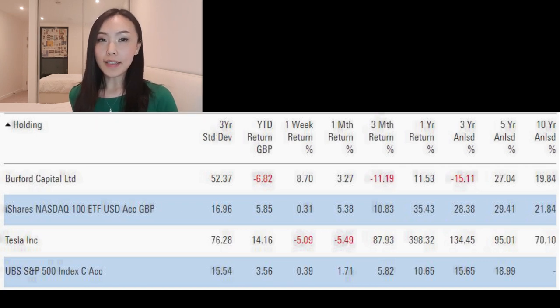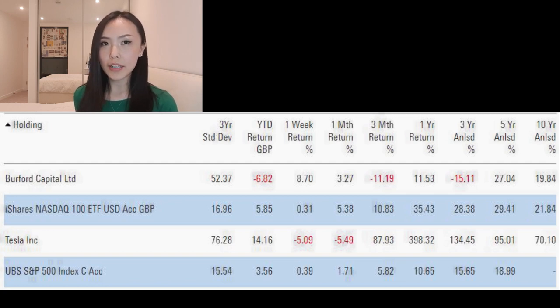As you can see in the table, for Tesla stock, the 3-year standard deviation is 76.28, which indicates that Tesla share price goes up and down on average 76.28% either above or below its average price. And that is pretty big swings.